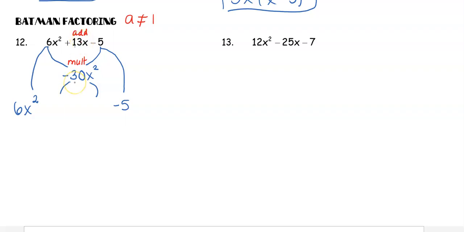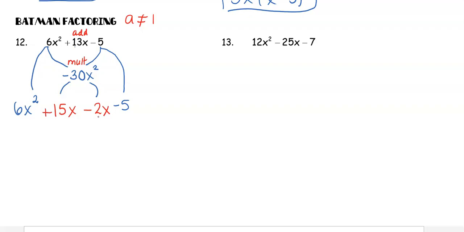So if I'm multiplying to a negative, that means I need one positive and one negative. If I'm adding to a positive 13, that means the larger number has to be positive. So this happens to be a positive 15x and a negative 2x, because 15 times negative 2 is a negative 30. 15 minus 2 is that positive 13.